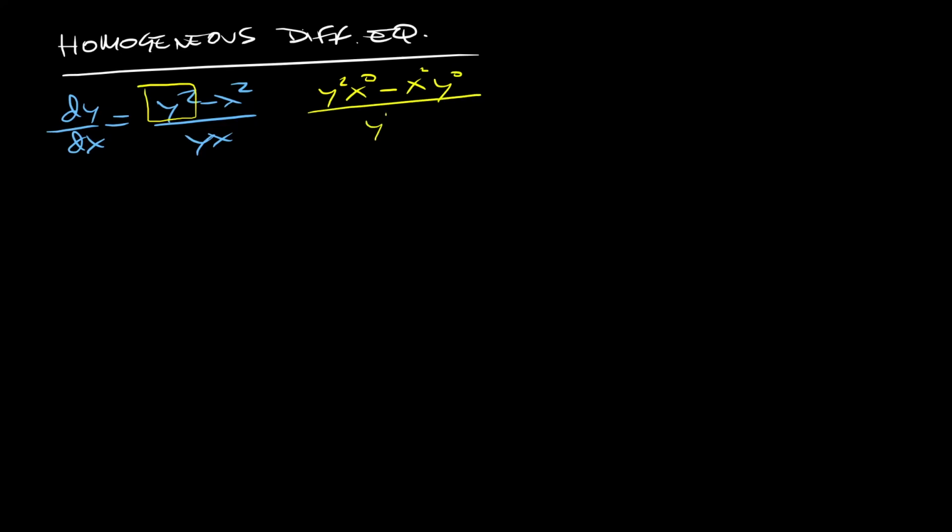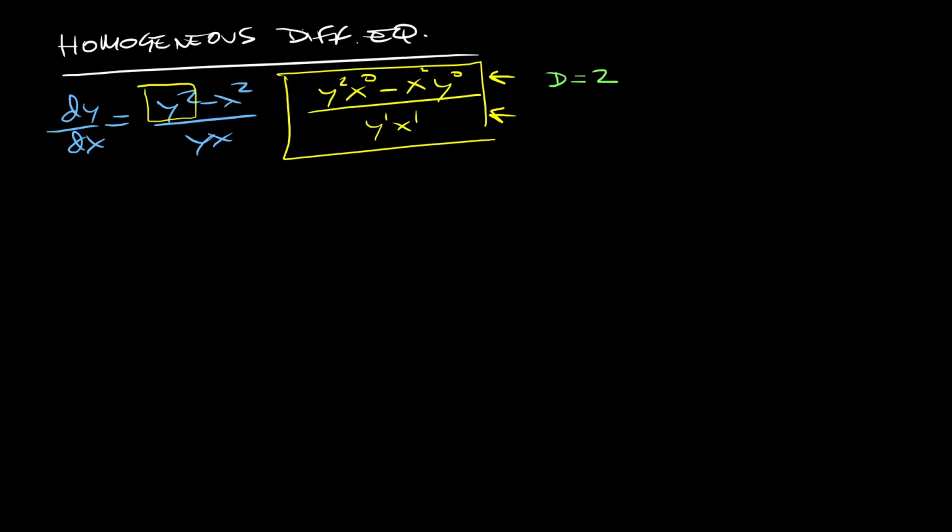So down below we have 1 for each. This is how you notice that this is a homogeneous differential equation, because you have the same degree in both the numerator and the denominator. So how do we solve this? The first step is to identify the degree. I call it d. In our specific case, it's 2.